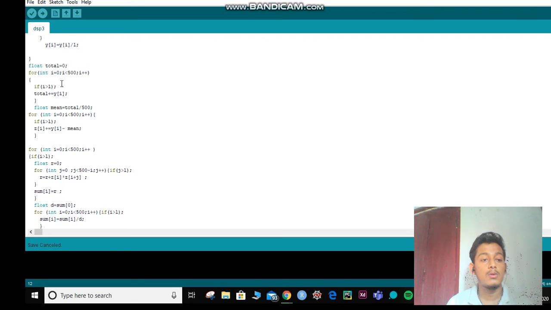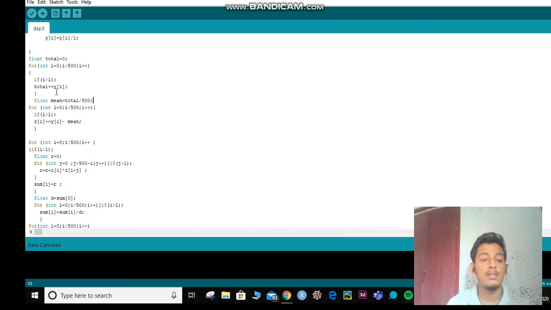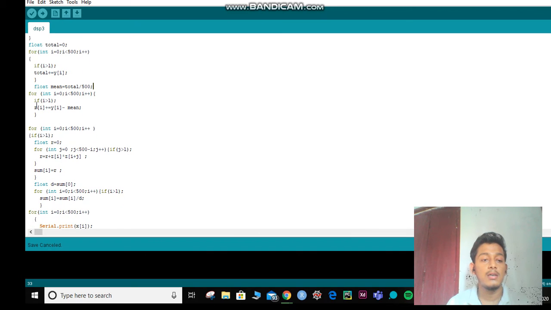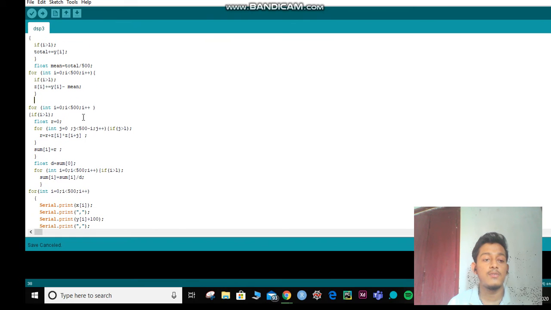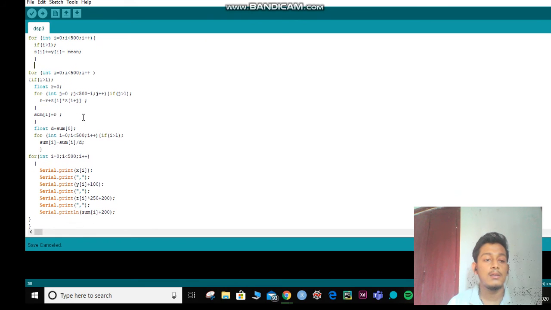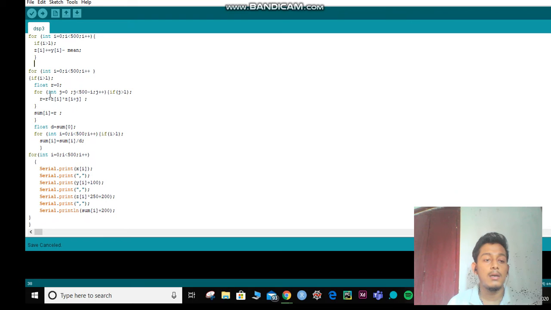For that we have to find the mean, that is x of 0, we find it by this formula. That means we take the total and then average it. Then from here to here we are subtracting the mean. And here we are calculating the autocorrelation function of the system.